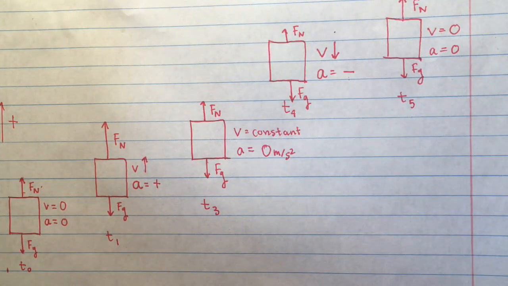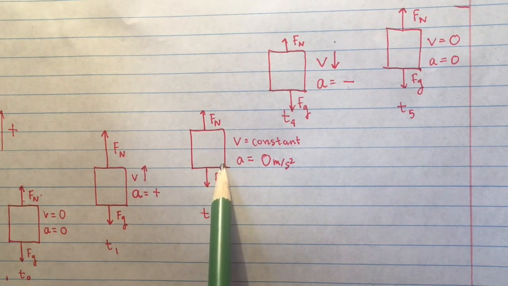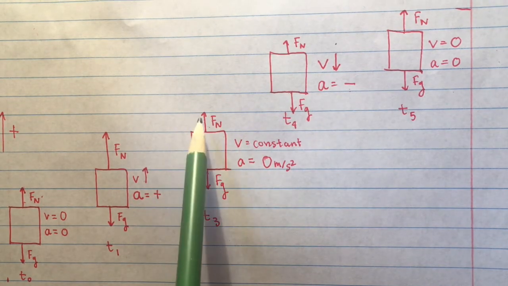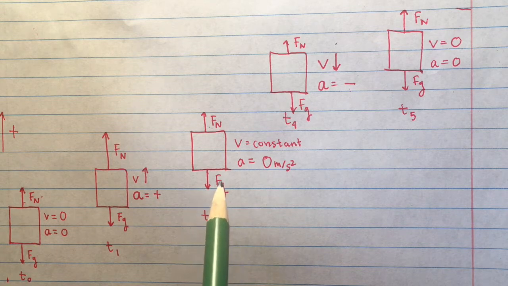When you're standing in an elevator, you feel the floor pushing up on you. When the elevator is at rest or going at a constant speed, the floor is pushing up on you with a force equal to your own weight, so you feel like your normal weight.